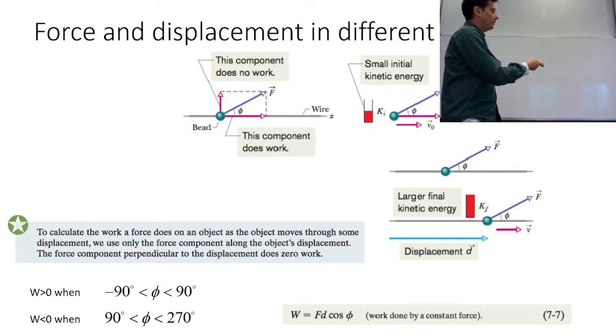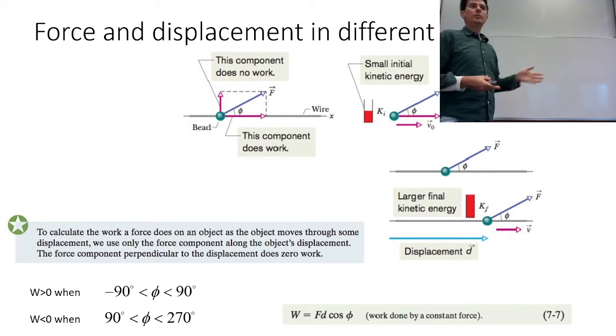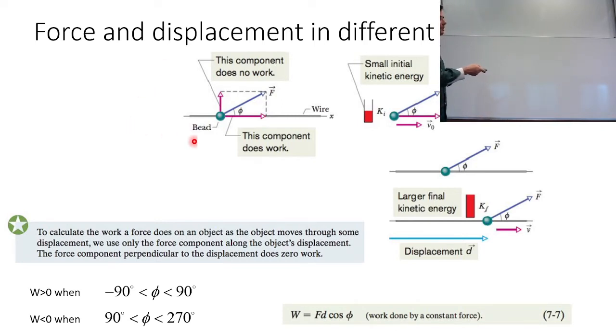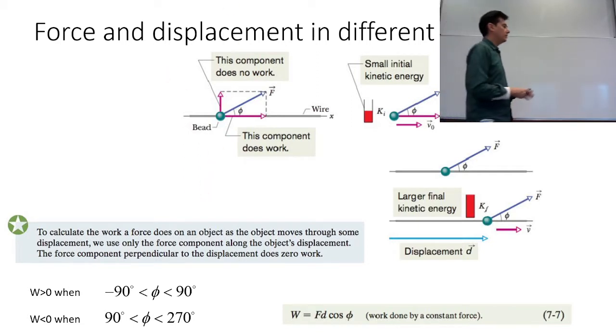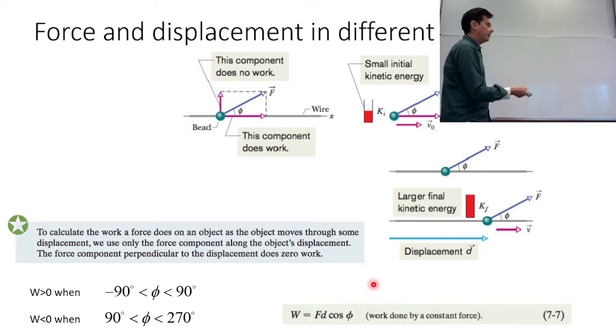So because this thing's moving in the x direction, the only component of the force that matters is actually the force in the x direction. This force in the y direction, this way, doesn't really matter. So you can think of it also as a scalar product, but you can also think of it like the x component of the force is F cos theta, and then the displacement is d.